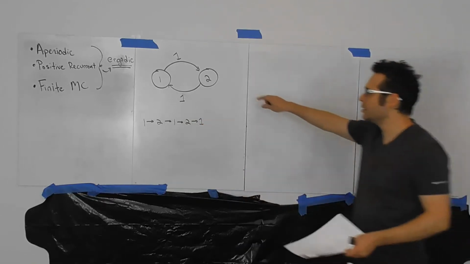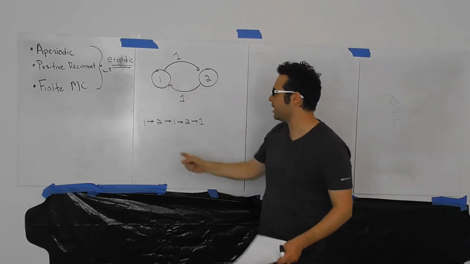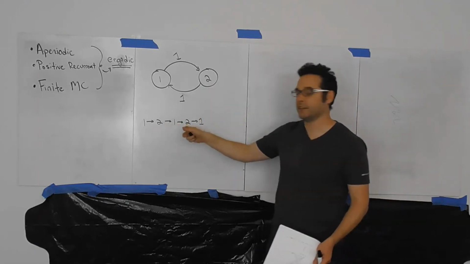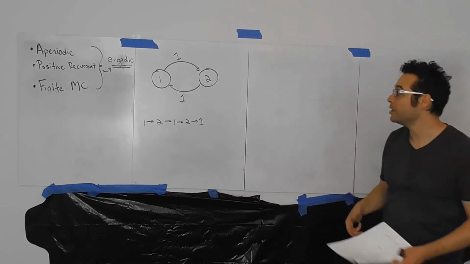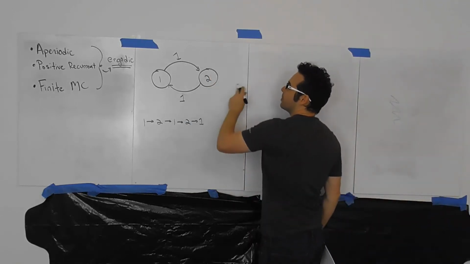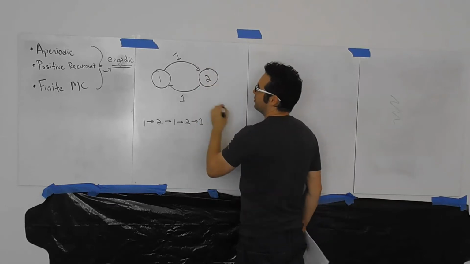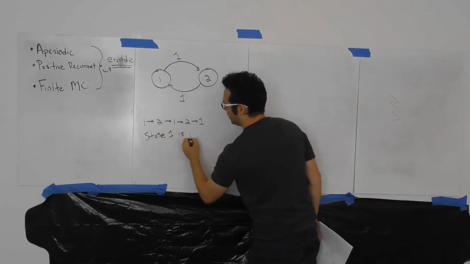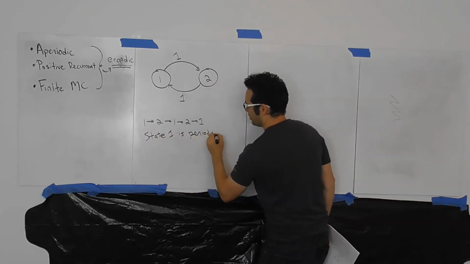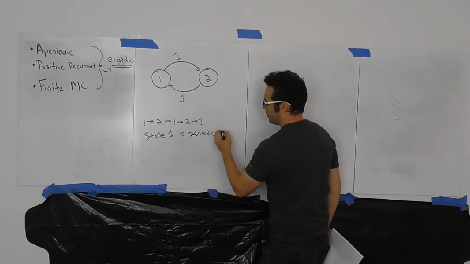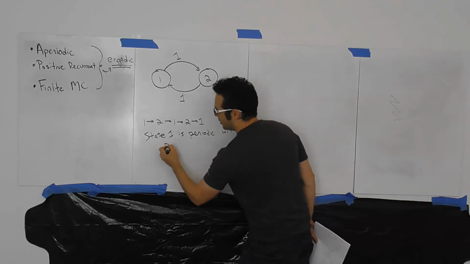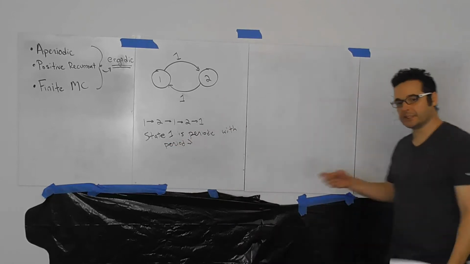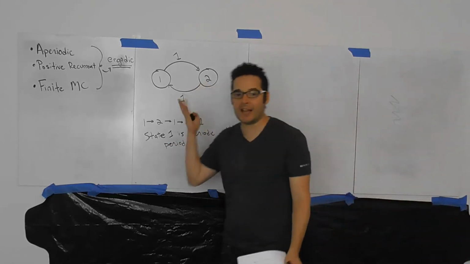And so in this way, we can see that state 1 is periodic, right? It shows up every second time. Likewise, state 2 is periodic. It shows up every second time. So in fact, not just the chain, but the states. State 1 is periodic with period 2. Now, it ends up that periodicity is a class property.